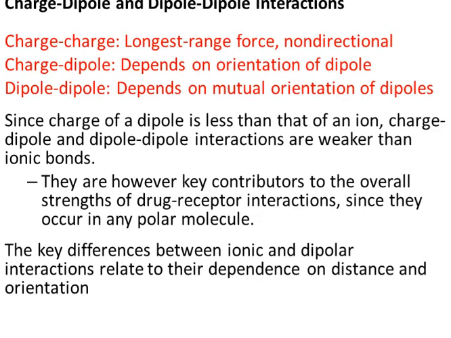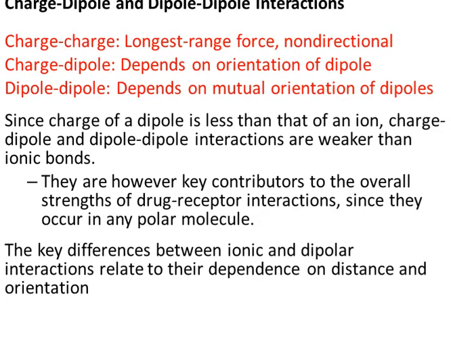The charge-dipole interaction depends on the orientation of the dipole. Because if you have a positive charge, then in order to have a charge-dipole interaction, the positive charge should be facing the negative end of the dipole, right? That's why charge-dipole interactions are dependent on the orientation of the dipole. Then we have dipole-dipole interactions. The dipole-dipole interactions are dependent on the mutual orientation of the dipoles. For dipole-dipole interaction, the positive end of one dipole should be next to the negative end of the other dipole, right?